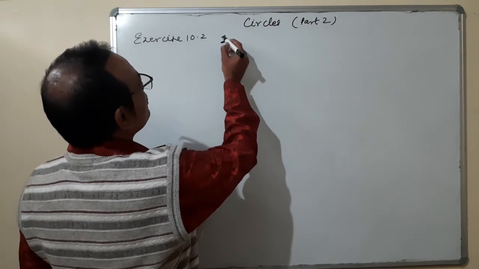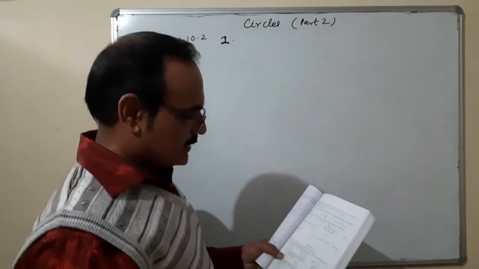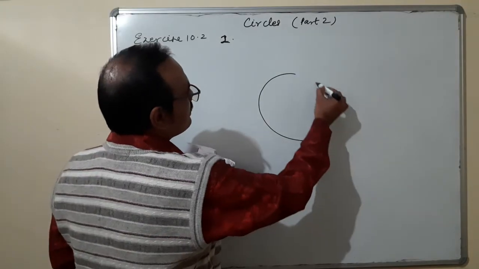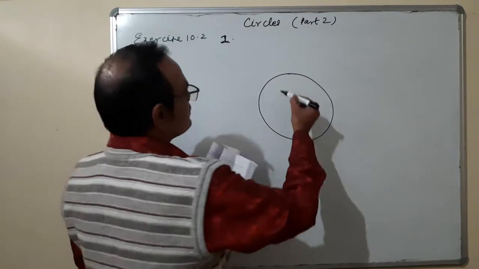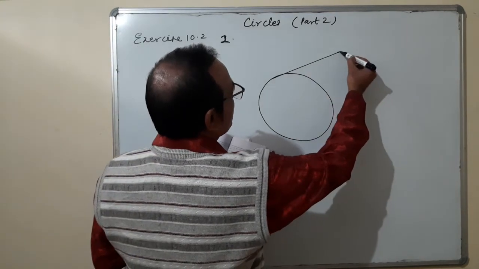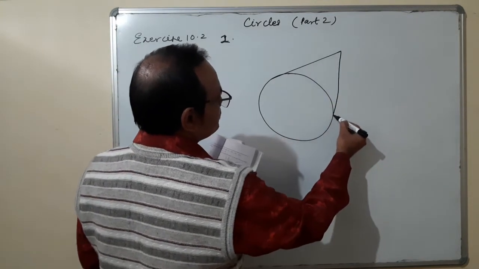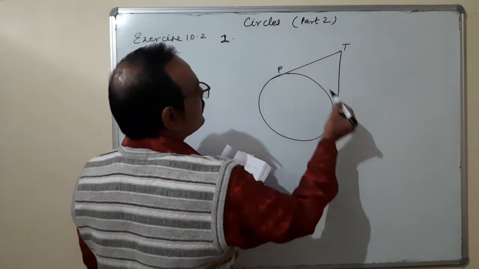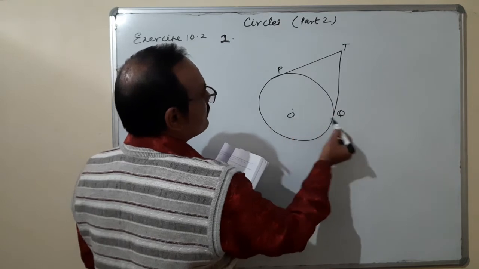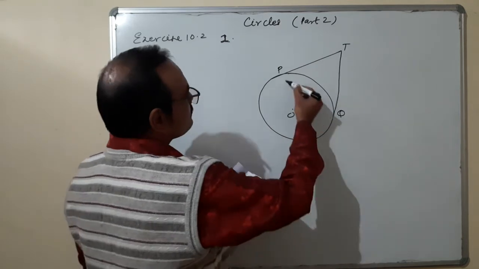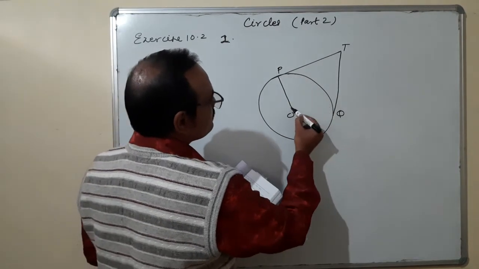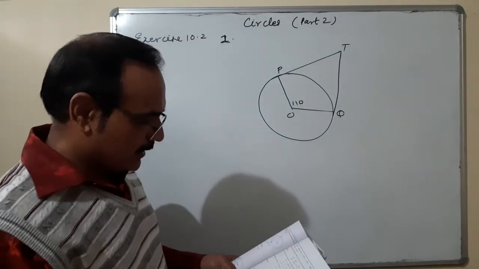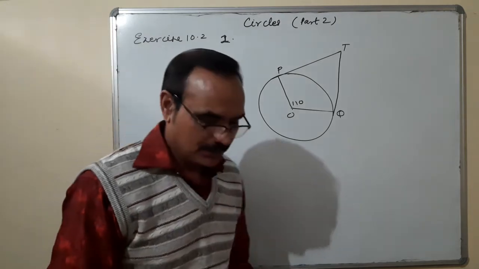I am taking the second question of it. Here is a circle in which there are two tangents, T, P, Q, center O, with angle 110 degrees. Find angle PTQ.